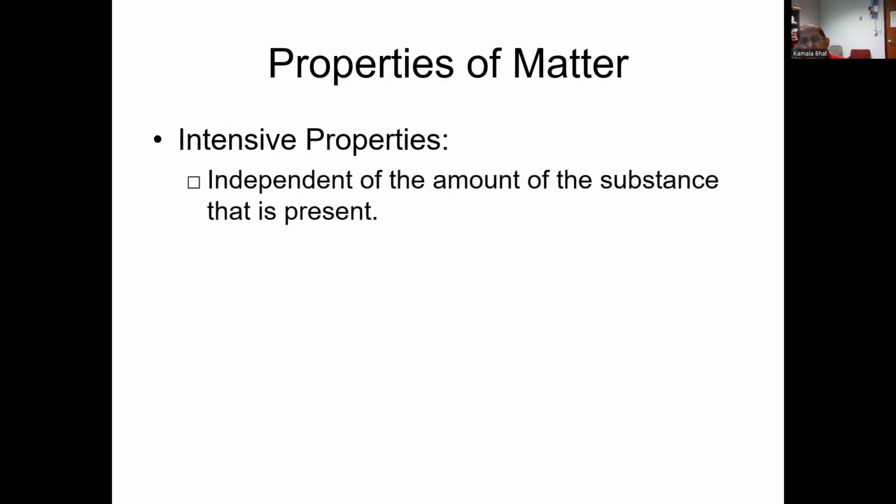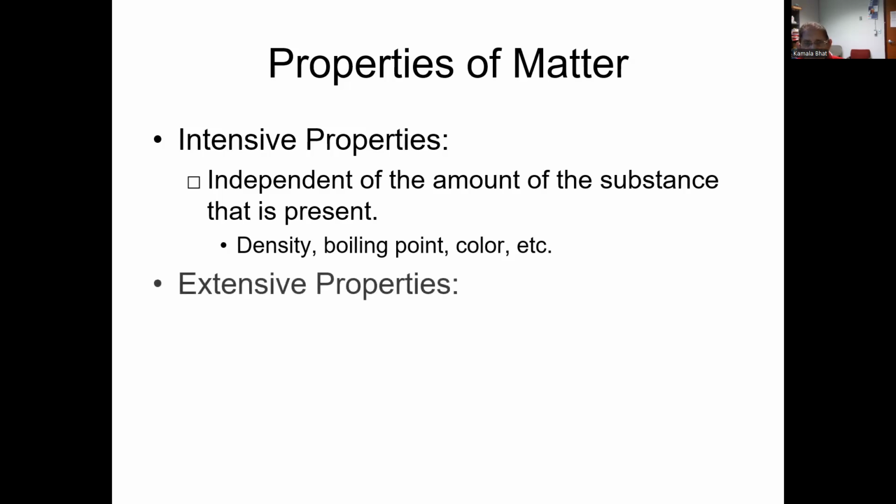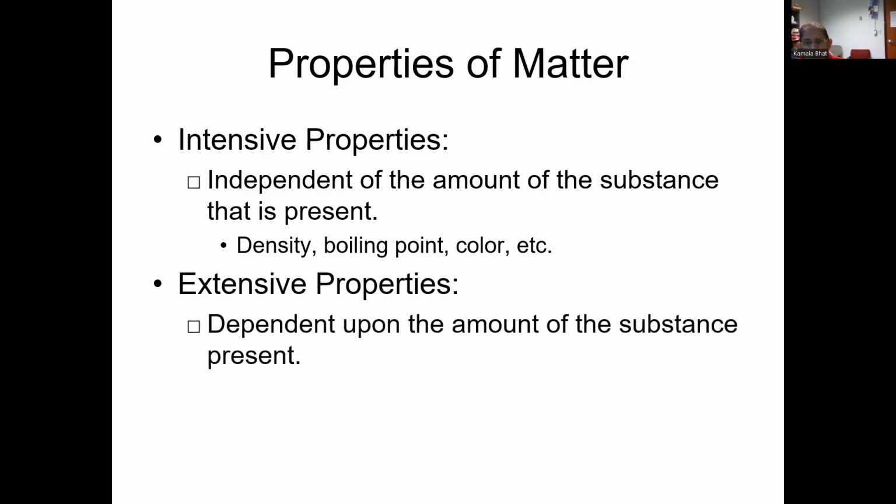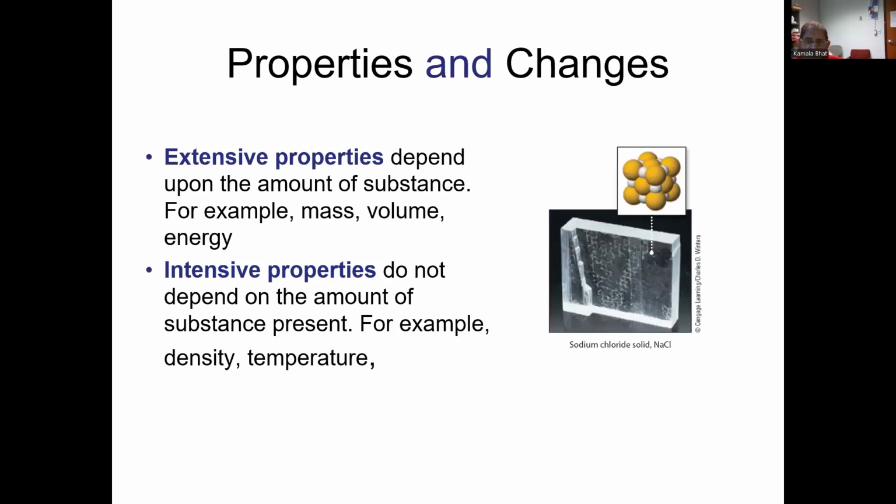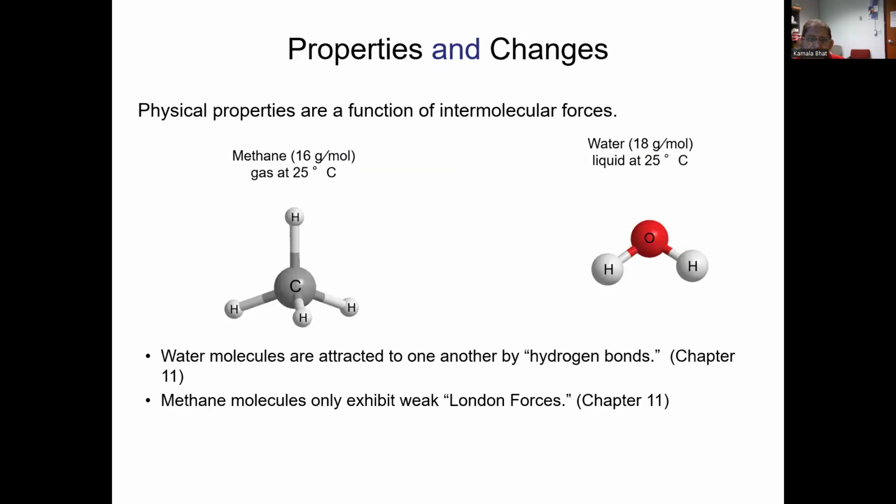Another way of defining the properties of matter is the use of intensive property, which is independent of the amount of substance that is present. Examples are density, boiling point, color. An extensive property depends upon the amount of substance that is present, like mass, volume, energy. Extensive properties depend upon the amount. Again, another way of showing this.